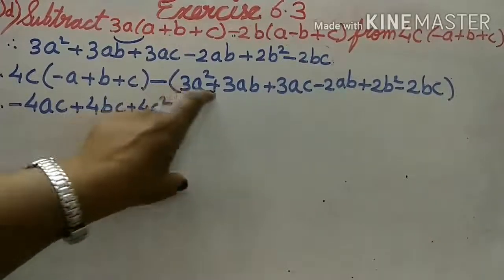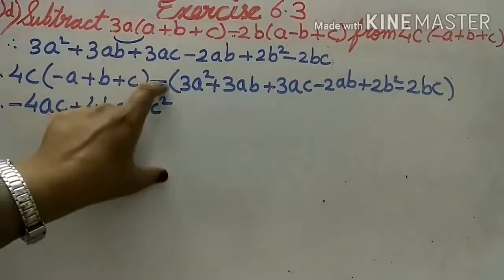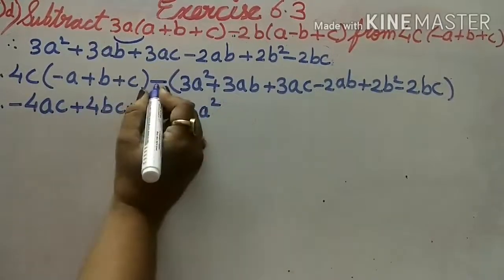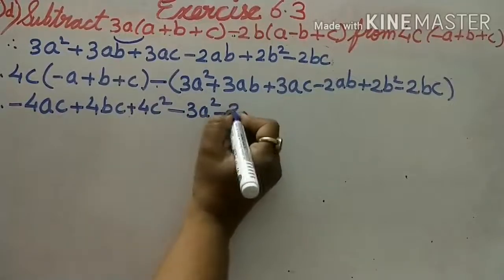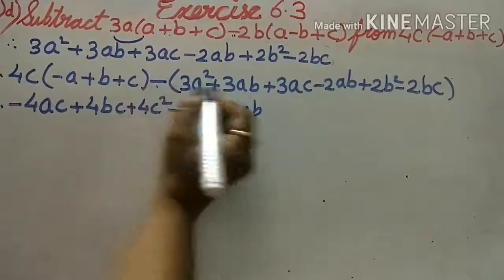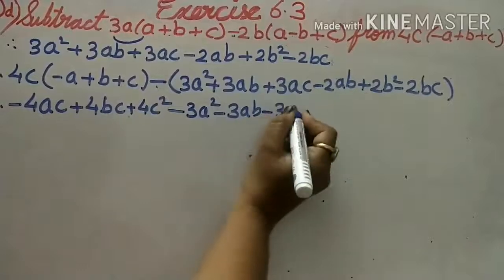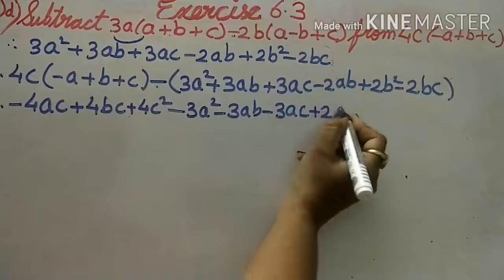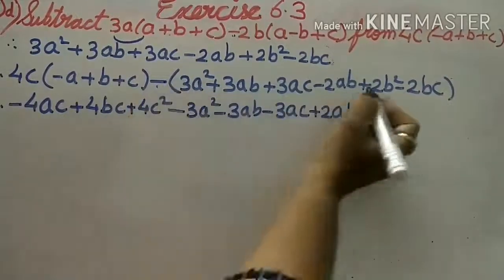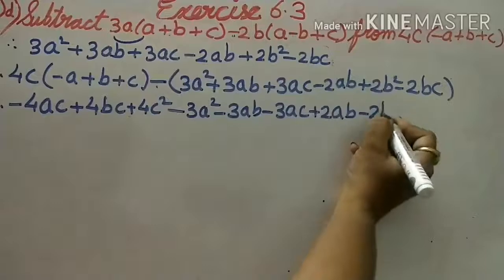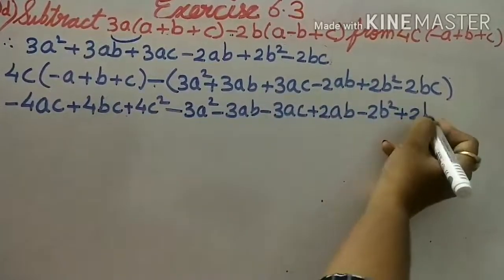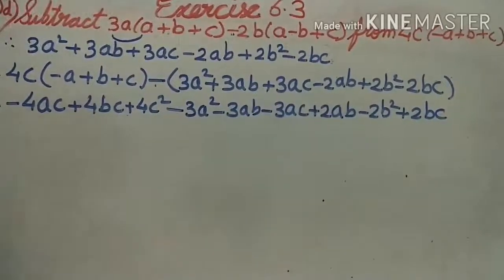Now we have to simplify, remove this bracket. Now minus into plus, it is minus 3a square. Now minus into plus, it is minus 3ab. Minus into plus, it is minus 3ac. Minus into minus, it is plus 2ab. Minus into plus, it is minus 2b square. Now minus into minus, it is plus 2bc.